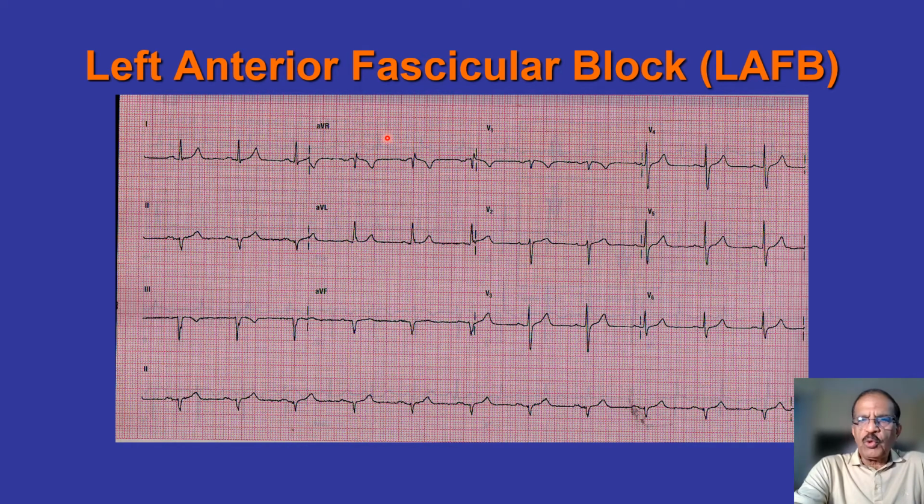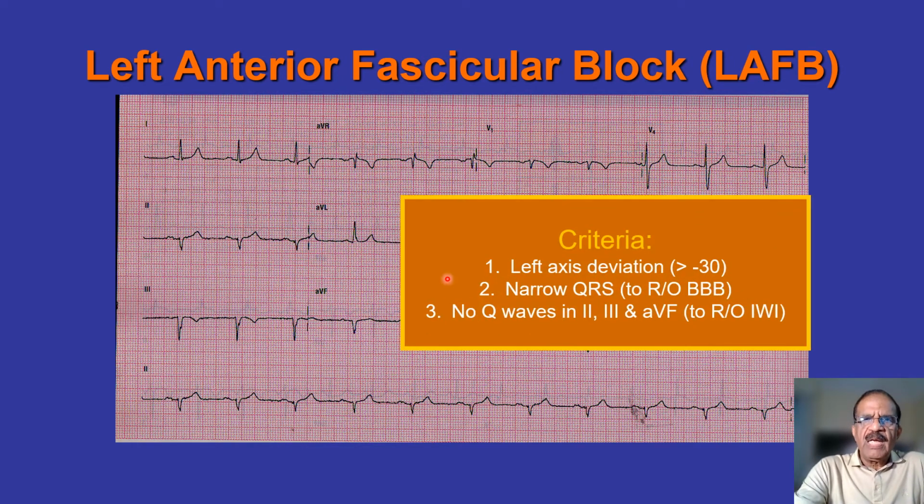So I'm going to show you the criteria, and then we'll see if the criteria are fulfilled here. First of all, you have to demonstrate that rhythm is sinus. In all peripheral blocks, that is one prerequisite before you apply criteria. This actually goes without saying: there has to be sinus rhythm. If it is not sinus rhythm, criteria will not be applicable. In this case, we have seen that this is sinus rhythm.